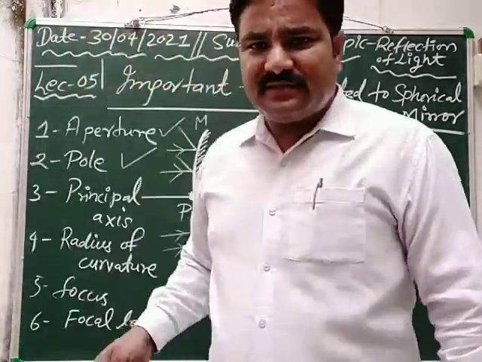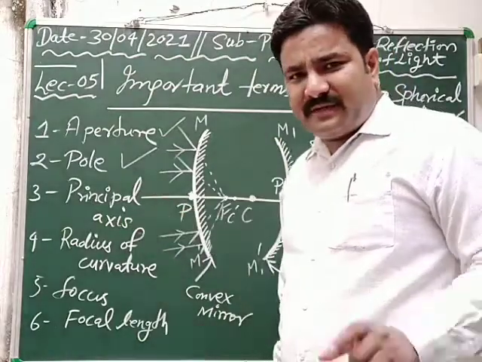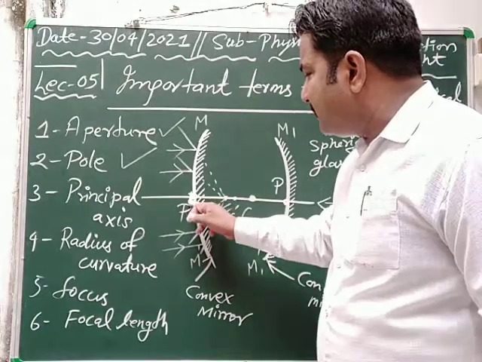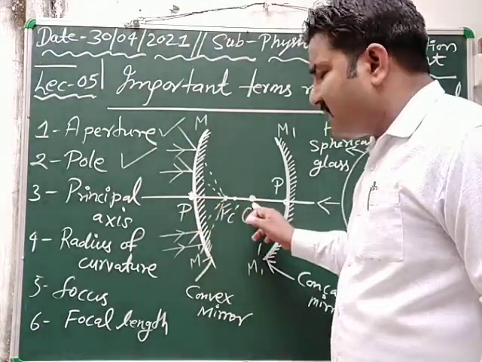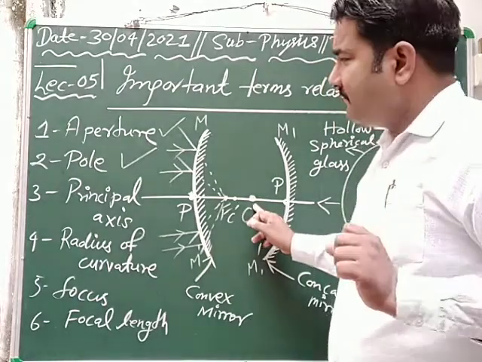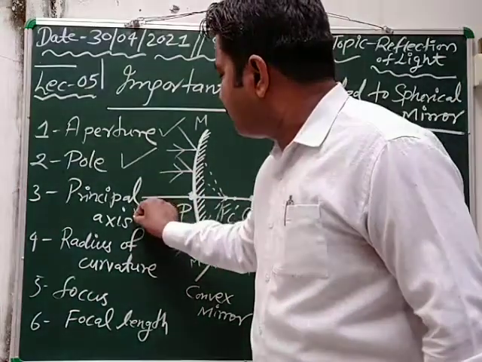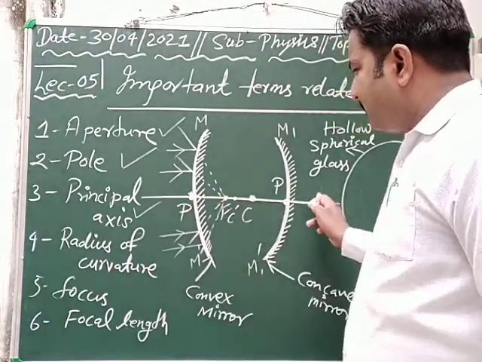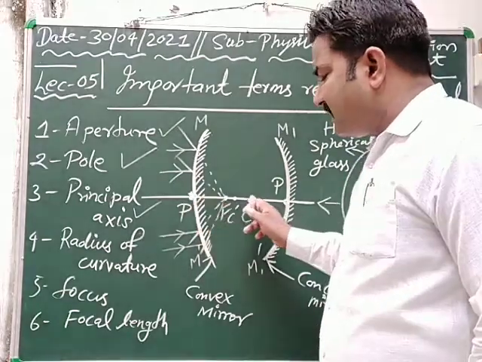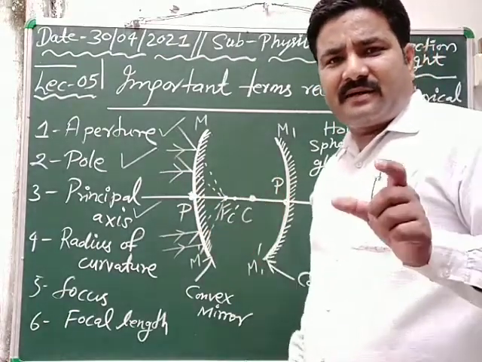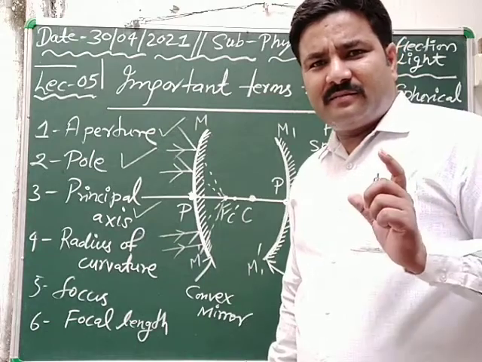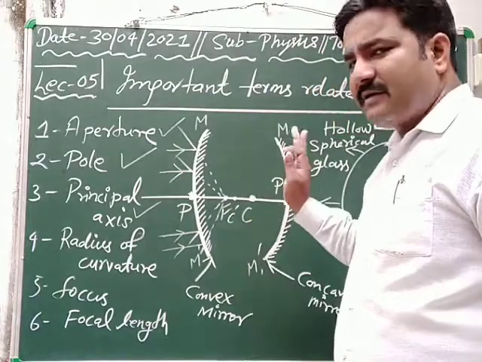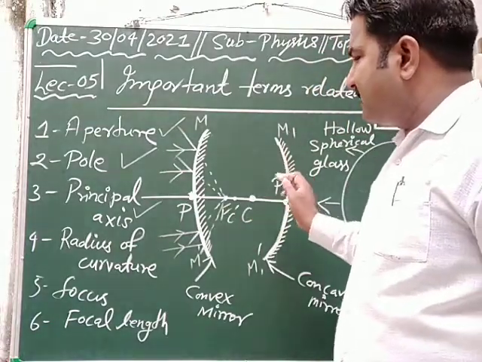Clear? And by using this center of curvature and pole, we will define the principal axis, just this one. The principal axis is a straight line that passes through the pole and the center of curvature. Just listen again about the principal axis. A straight line that passes through pole and center of curvature, either in case of a convex mirror or a concave mirror. We can define it in both cases. Clear? This is the center of curvature.